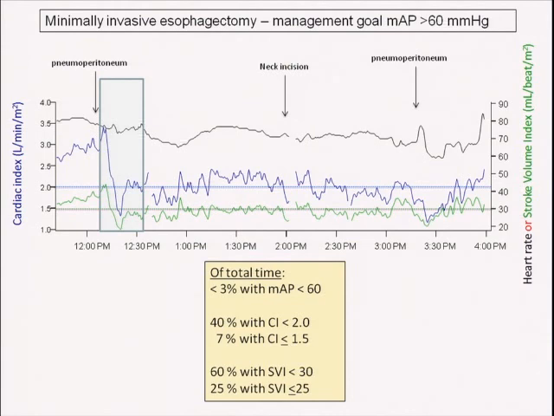And when we go back later on and we look at this patient, again, this is a minimally invasive esophagectomy. Only 3% of the time do we have mean arterial pressure less than 60. 40% of the time, though, the cardiac index is less than 2, 7% less than 1.5. And we have a large period of time when the stroke volume index is less than 30.